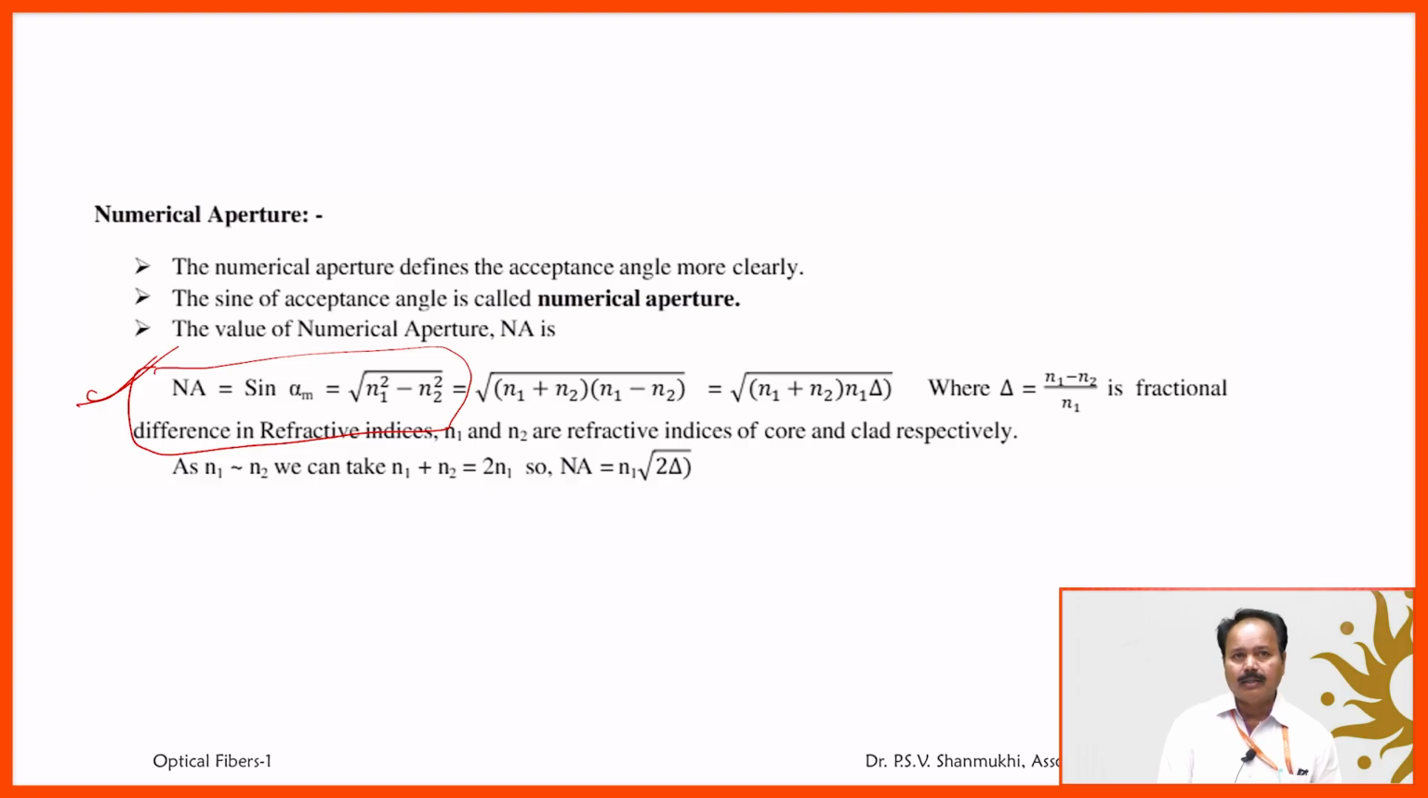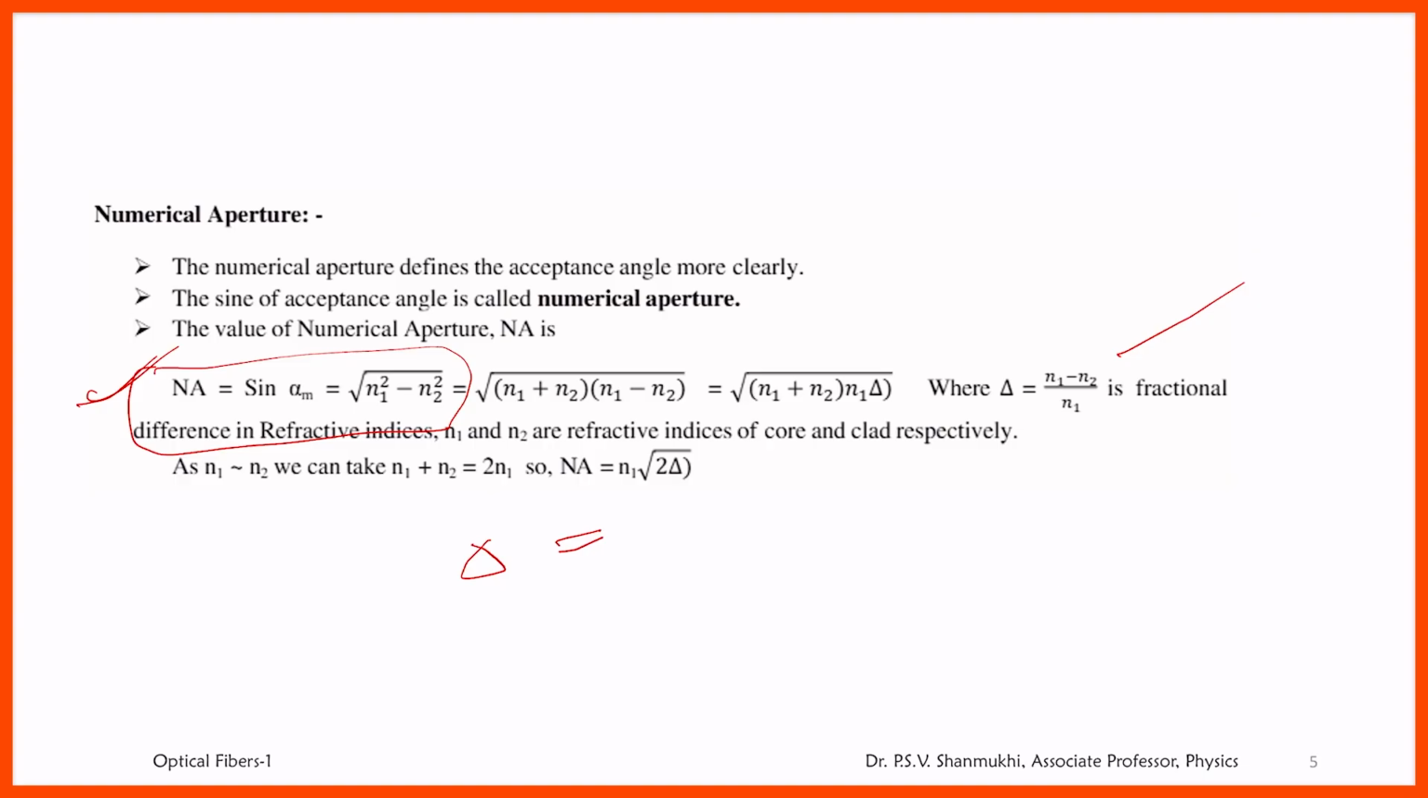There is one more important point, delta. Delta is called the fractional index difference. Delta is equal to N1 minus N2 by N1, the difference of the refractive indices divided by N1. That means it is a fractional index difference. So what is this N1 minus N2? N1 minus N2 is equal to N1 into delta.